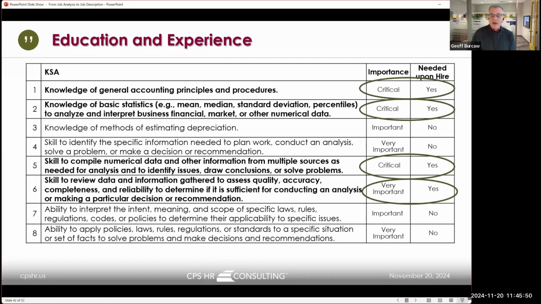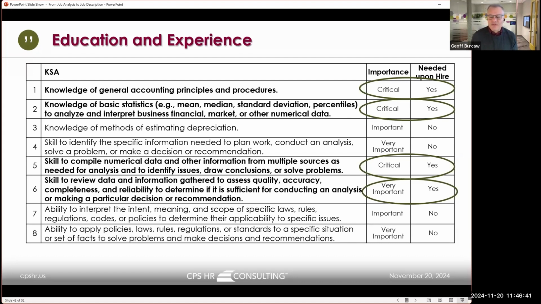Well, let's look again at our KSA results from a job analysis. Remember, we've got our critical and very important KSAs that are needed upon hire. And we might look at a couple of these that could lend themselves to education and experience, especially basic knowledge like the first two, 1 and 2, knowledge of general accounting principles and procedures, knowledge of basic statistics. Education is certainly a great way to assess or to assume someone has certain knowledge. So they might have to have college coursework in accounting and math and statistics and that sort of thing.